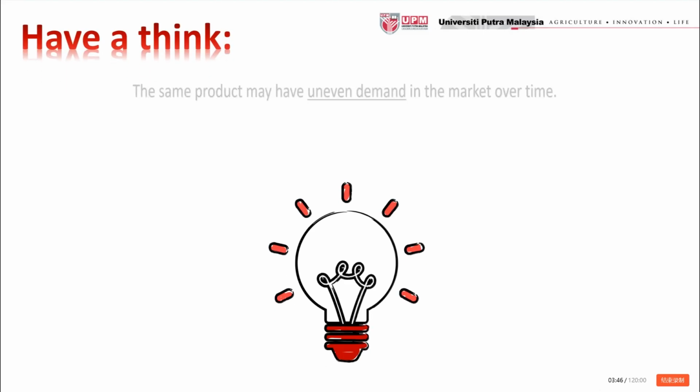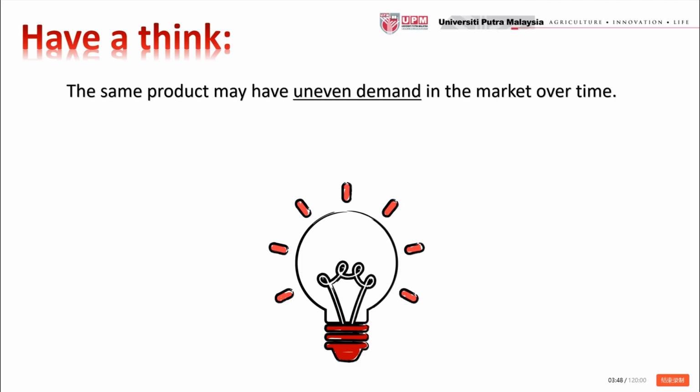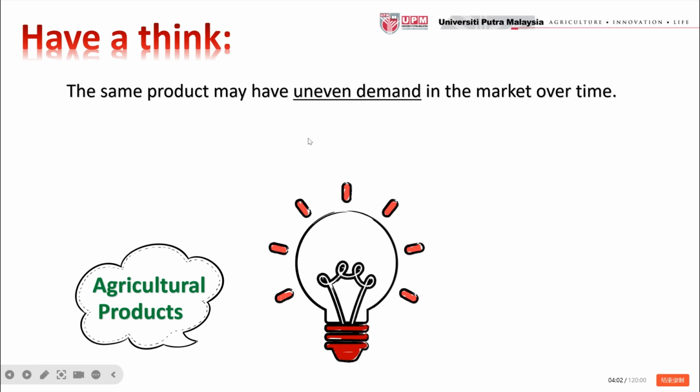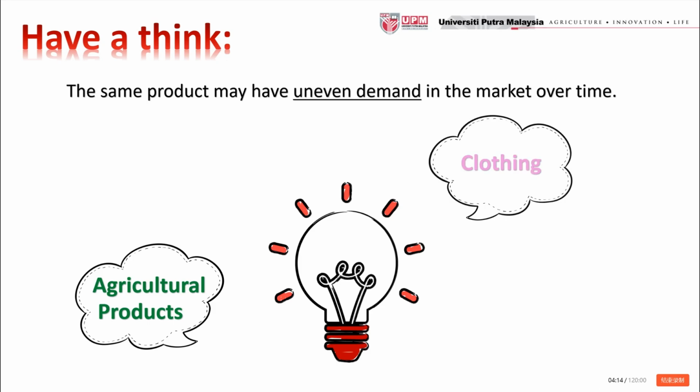Let's have a think first. As we all know, the same product may have uneven demand in the market over time. Here I will give a few examples of product types that are in high demand in daily life. The first type is agricultural products like corn, potatoes, apples, and so on. They are greatly affected by natural conditions such as weather and natural disasters.